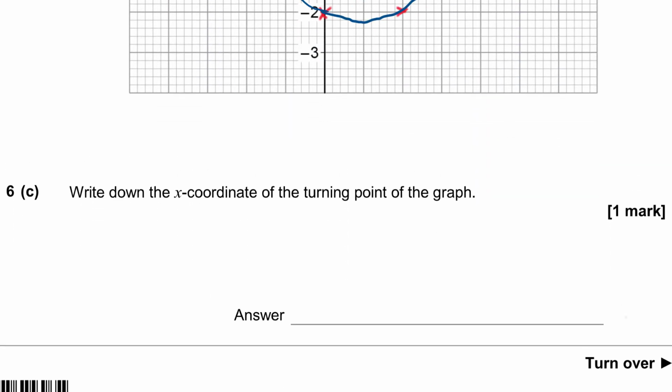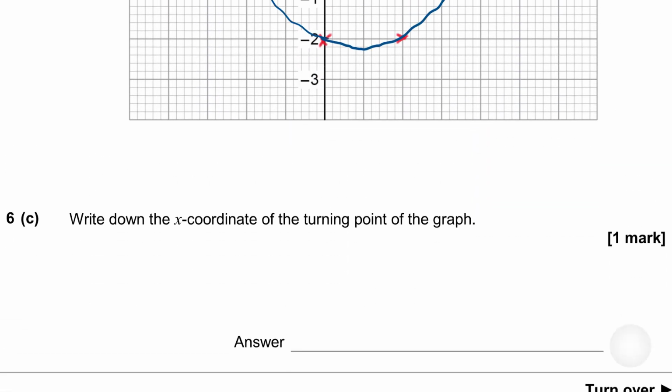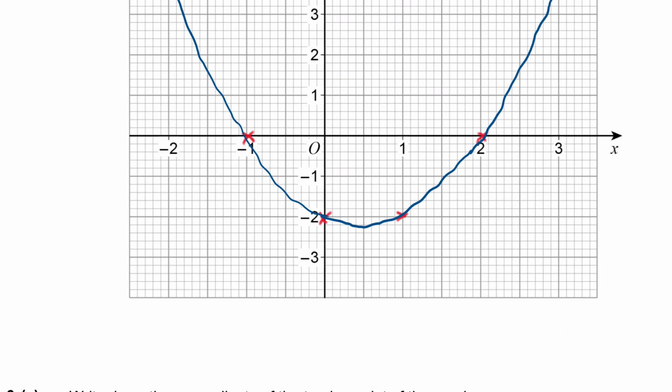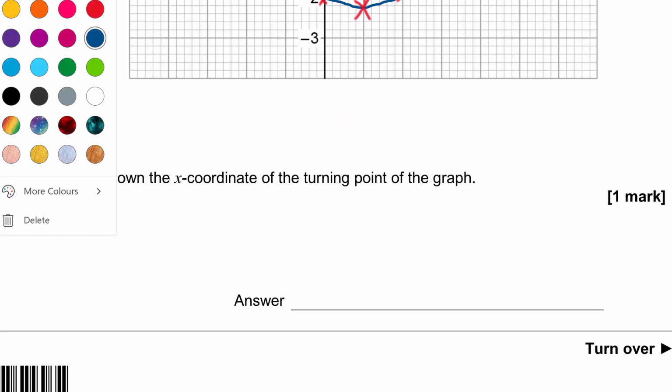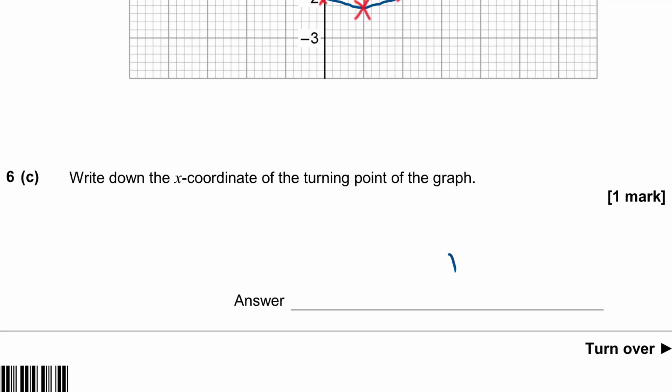6c says write down the x-coordinate of the turning point of the graph. Now my turning point is this point here, isn't it? That's where the graph stops going down and starts going up again. We only want the x-coordinate, so just reading up to the line, I can see that it's going to be at a half. So the x-coordinate is a half. Interestingly, they don't want the y-coordinate here.